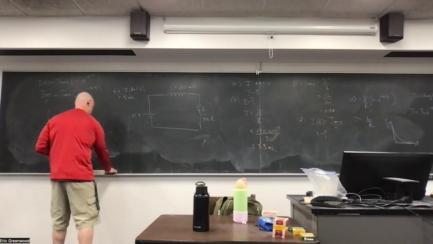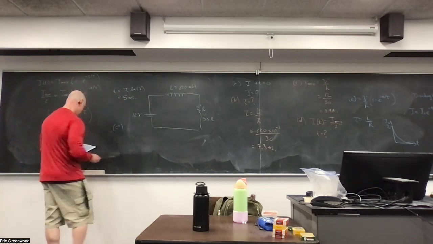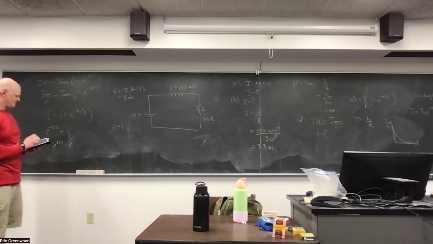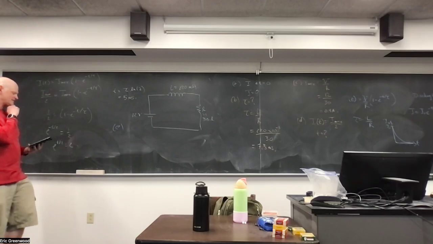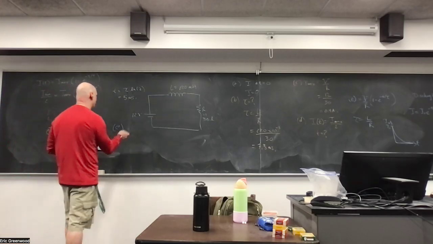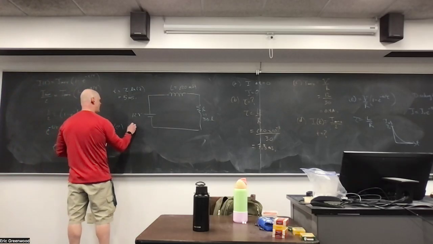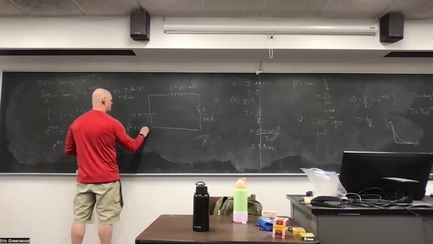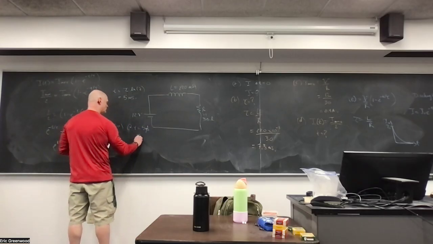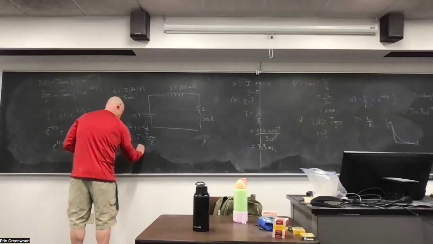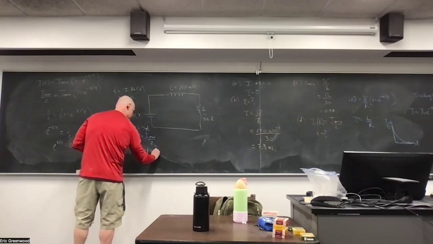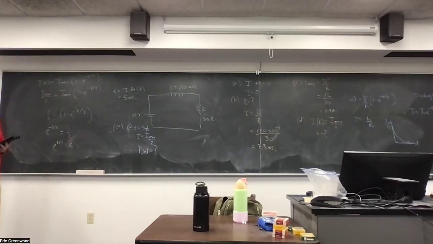Next up, part E. So part E then says, at this instant, at what rate is the energy being delivered by the battery? Okay, so I want to know at this time, so at t is equal to 5 milliseconds, or when the current is equal to half the maximum current, what is the power being delivered by the battery?